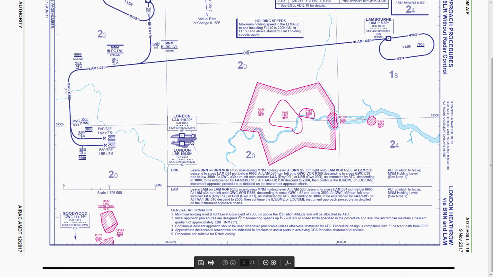Initial approach procedures are designed for maneuvering speeds up to 220 knots indicated or speed limit specified in the procedure, and assume aircraft can maintain a descent gradient of approximately 320 feet per nautical mile, which is a 3-degree descent. So if you watch this from about here, that's a 3-degree descent all the way in, so it should be absolutely fine. Continuous descent approach should be used wherever practicable unless otherwise instructed by ATC.